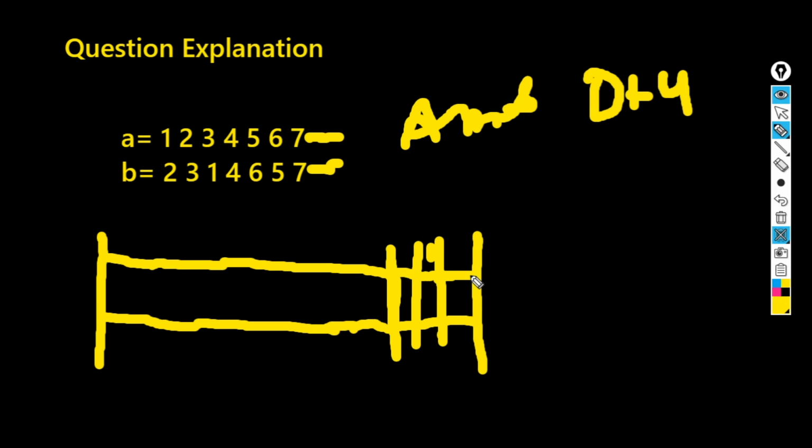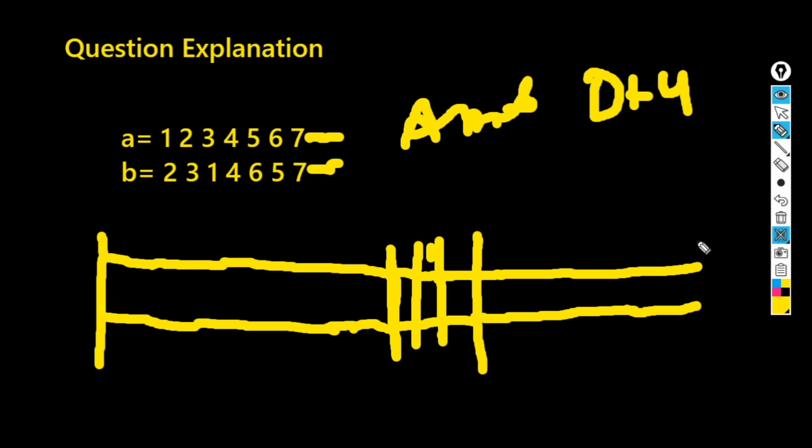Now after this, A moves 5, B moves 6. Now also they are not at the same position. Now A moves 6, whereas B moves 5. Now they both are at the same position. Now we check whether both have the same speed or not. Now they have the same speed, so this also moves 7, this also moves 7. So the answer will be 4 plus 7.